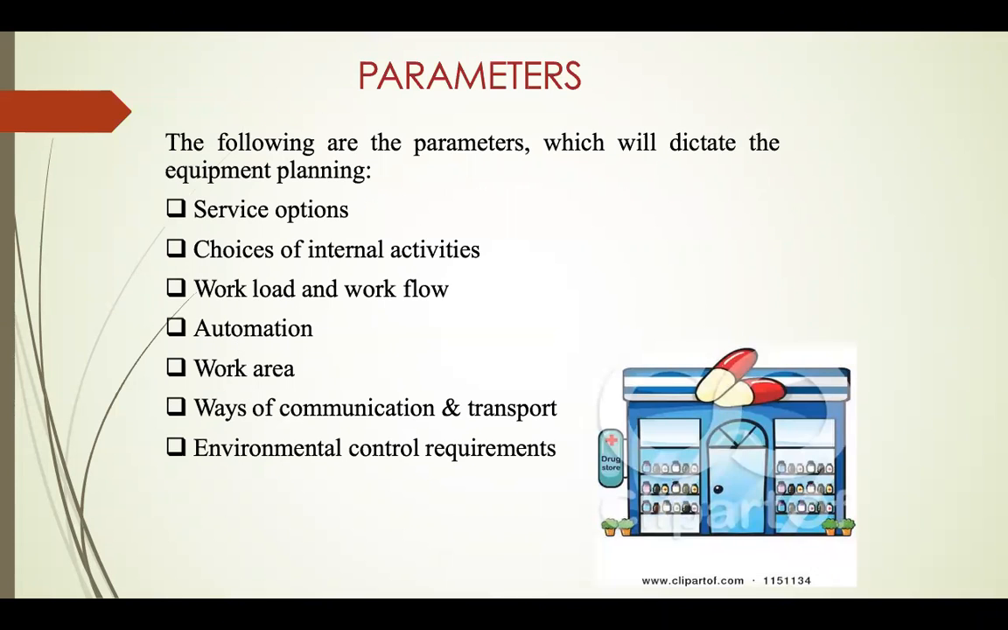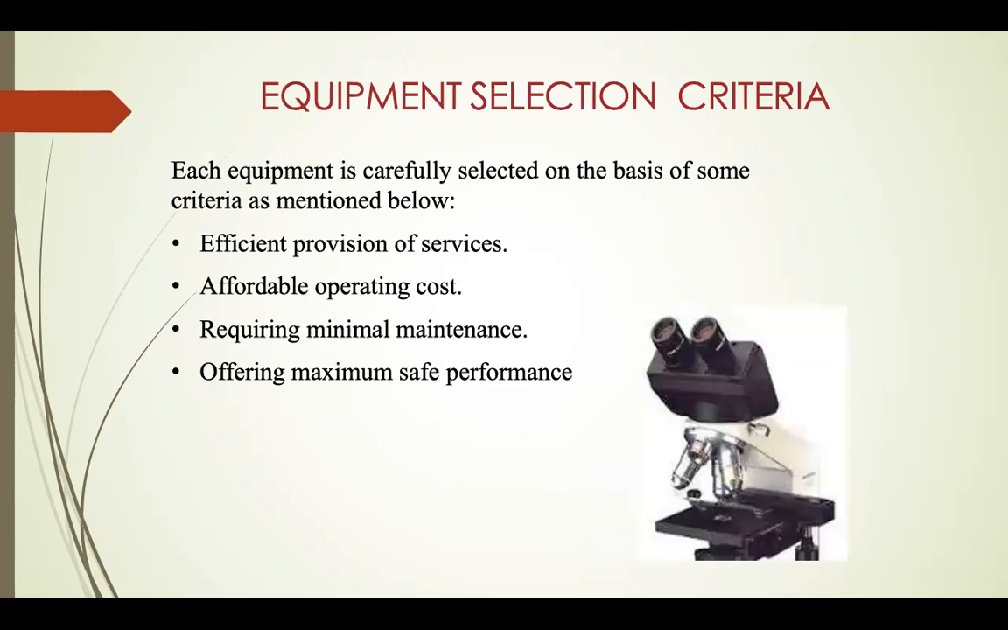Parameters of equipment. The following parameters will dictate the equipment planning: service options, choice of internal activities, workload, automation, work area, ways of communication and transport, and environmental control requirements. Now, equipment selection criteria. Each piece of equipment is carefully selected on the basis of criteria: efficient provision of services, affordable operating cost, requiring minimal maintenance, and offering maximum safe performance.